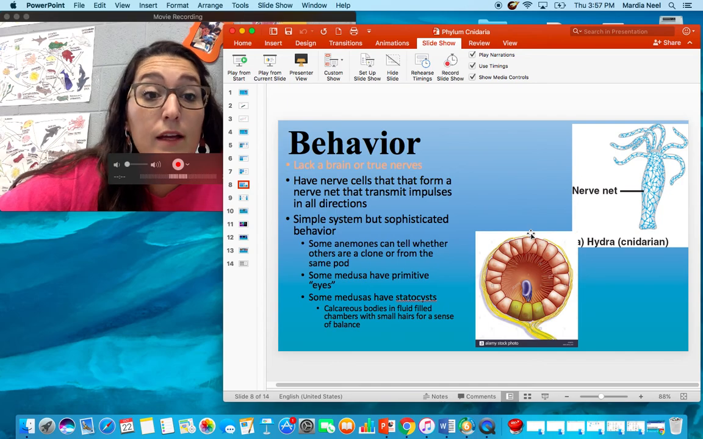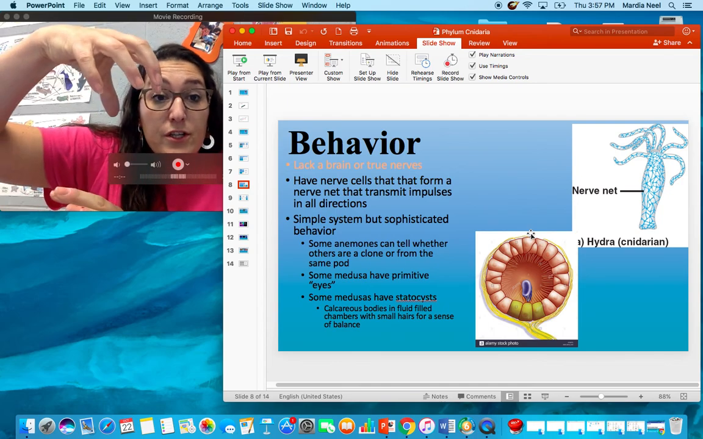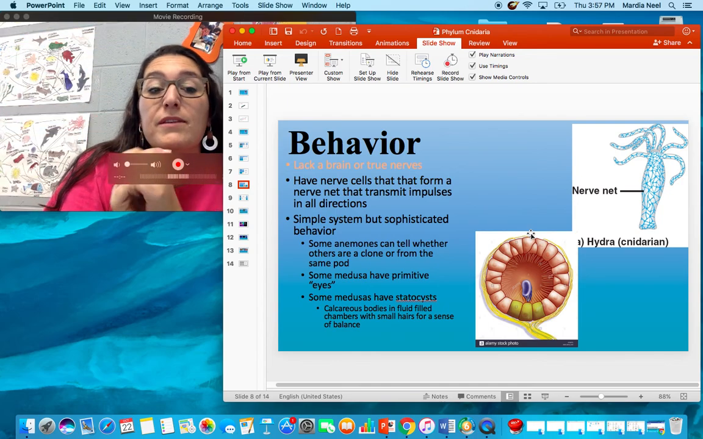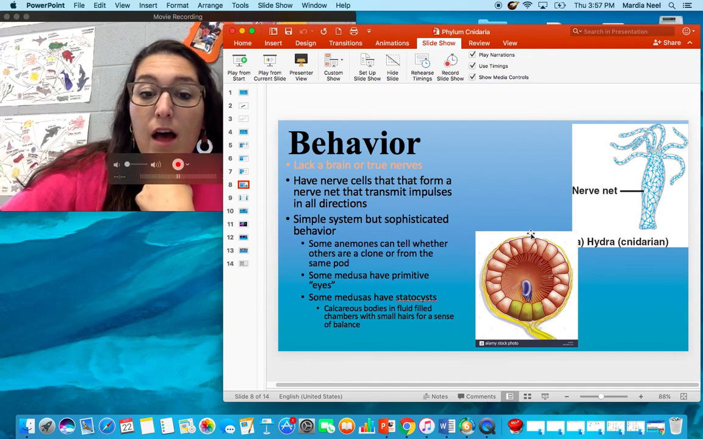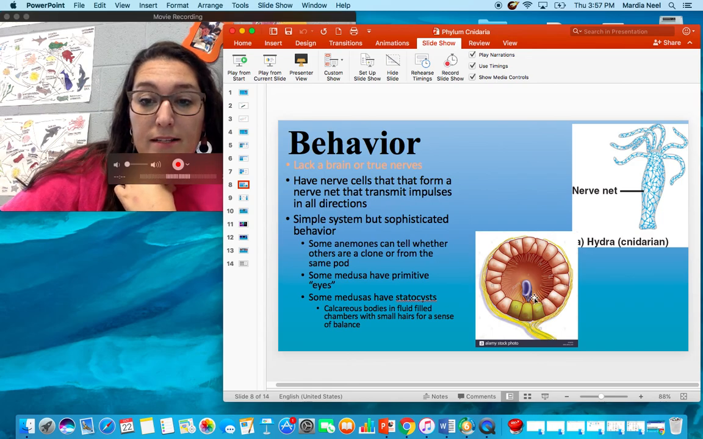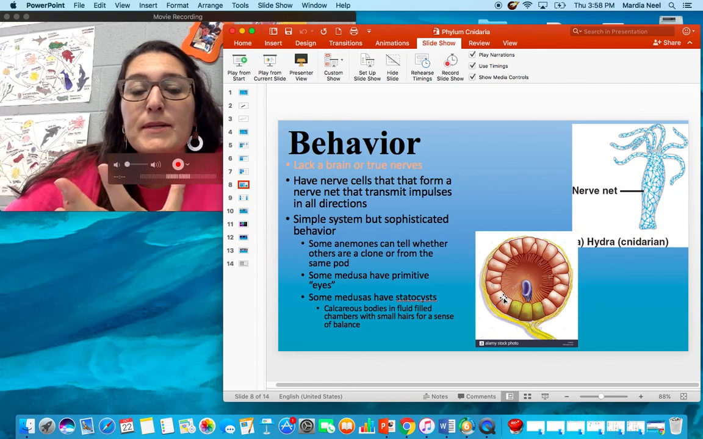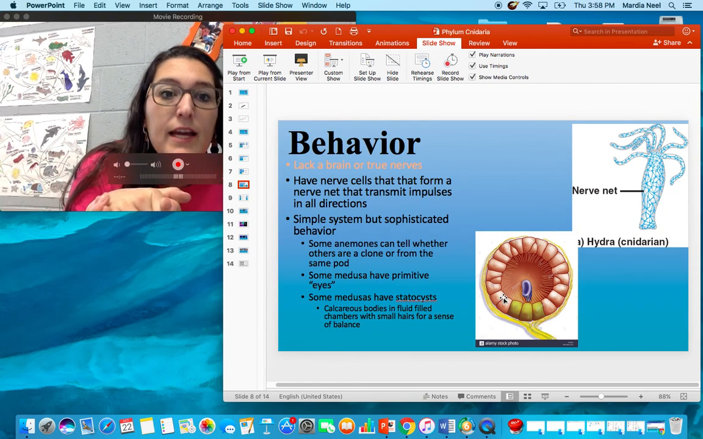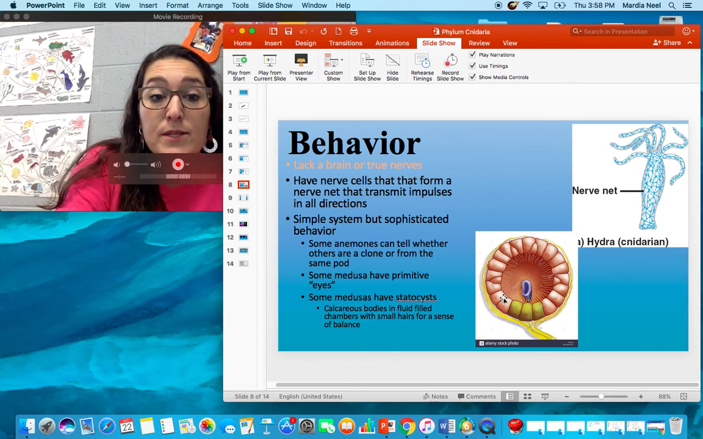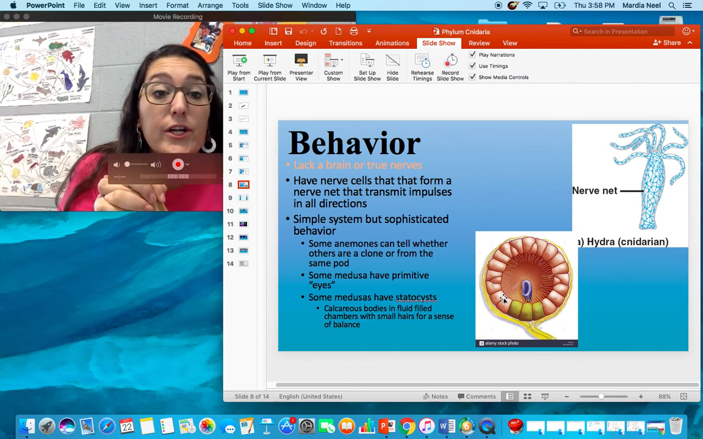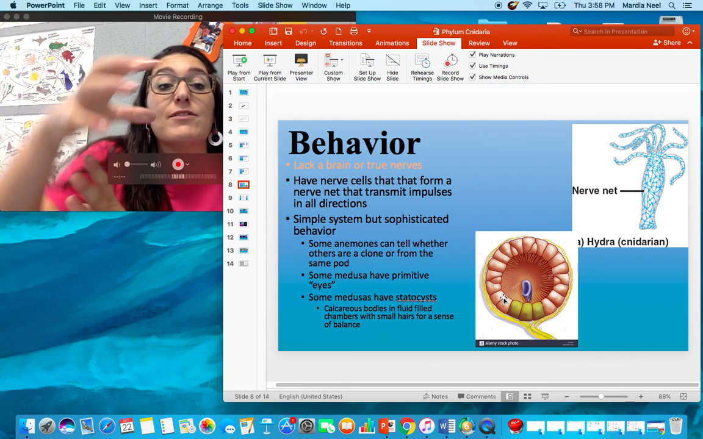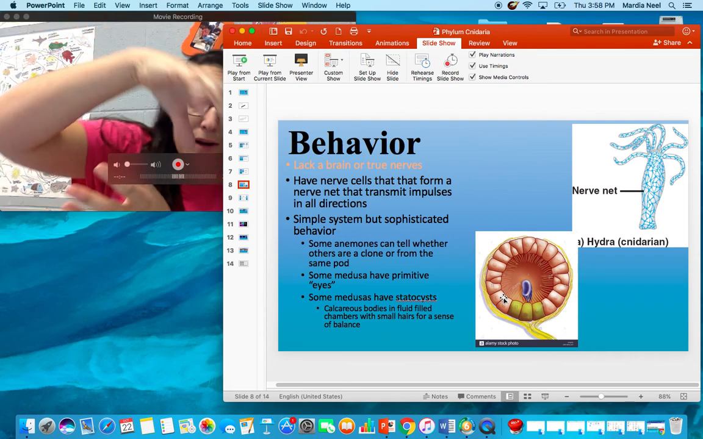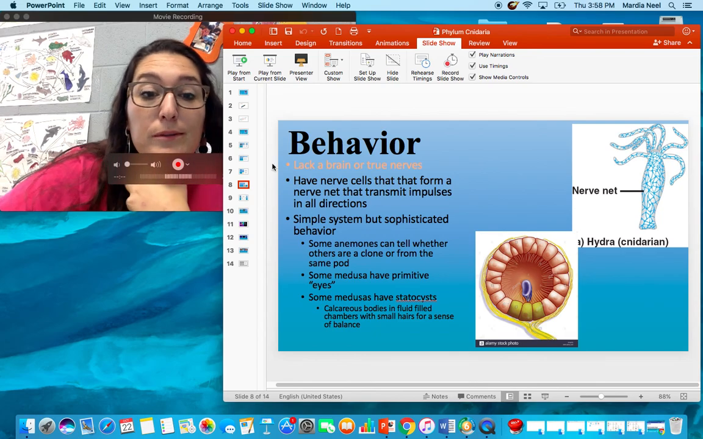Some medusa, so some jellyfish that are in that medusa shape, have primitive eyes or primitive sensors to light. And they also have what are called statocysts. And these are calcareous bodies, so little bony bodies in a fluid-filled chamber with small hairs. And it gives them a sense of balance. It's the same thing in your body that tells you you're motion sick or seasick. It is a type of statocyst in your ear, your inner ear. That's what some jellyfish have. So they're able to know if they're upright or to the left or to the right or flipped upside down. Kind of really cool.